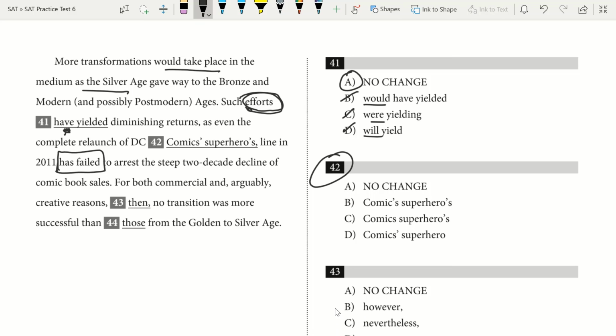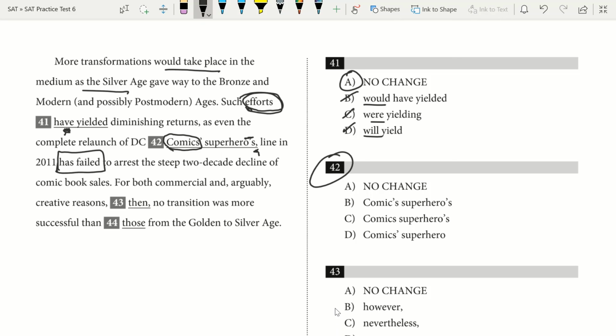So we have, as even the complete relaunch of DC Comics superheroes, well, we know superheroes doesn't own anything, right? So it's not possessive, so we can get rid of that there. So now we have DC Comics. Comics is plural, right? It's the name of the brand. So the brand name includes that S. So we need that apostrophe after the S. So now we look if we need a comma here.